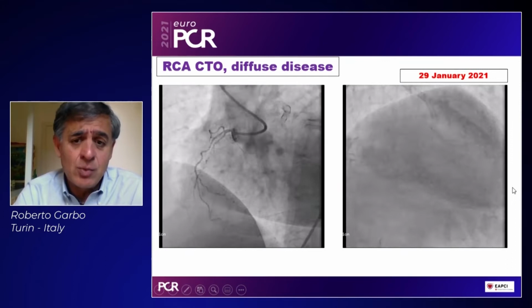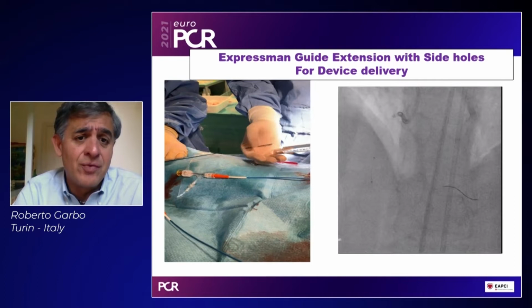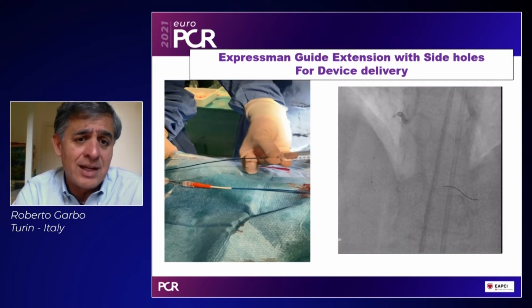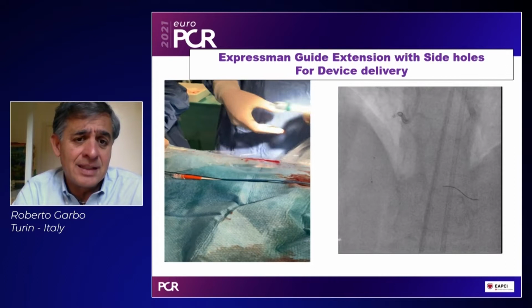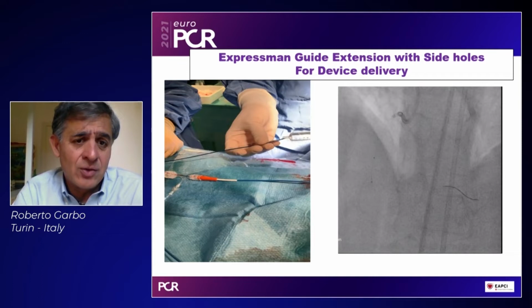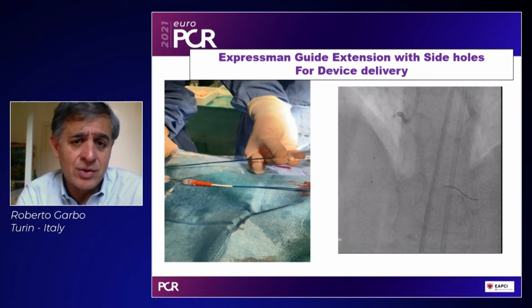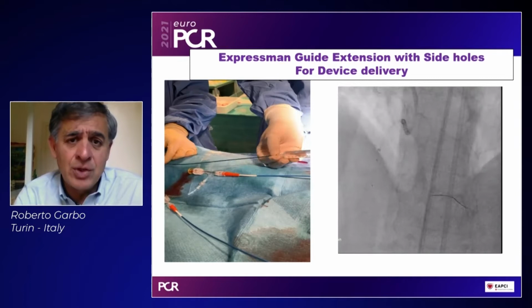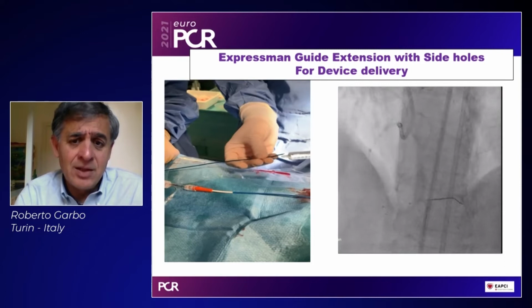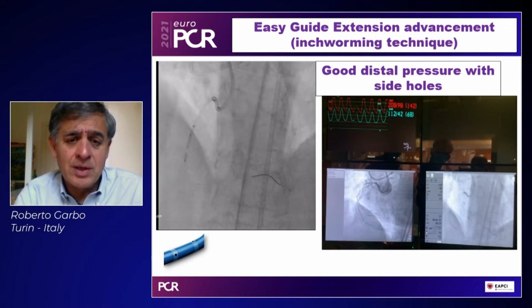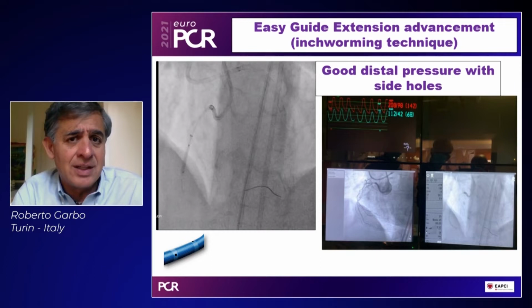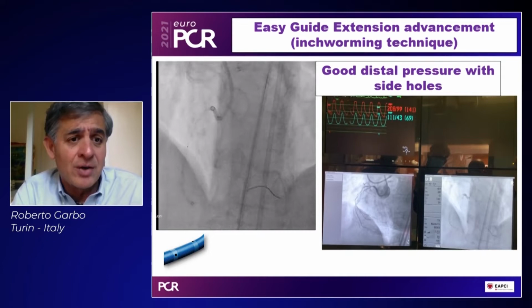And this is the video showing how important it is to have this kind of side hole. You can see I flush with a syringe the tip of the guide extension, and you can see the four side holes exit from the guide extension. On the right, you can see how easy it was, with the inchworming technique, to advance this device after crossing the CTO to increase our support. This is interesting because in this video, you can see the advancement of the guide extension in the distal part of this very small right coronary artery with very diffuse disease.